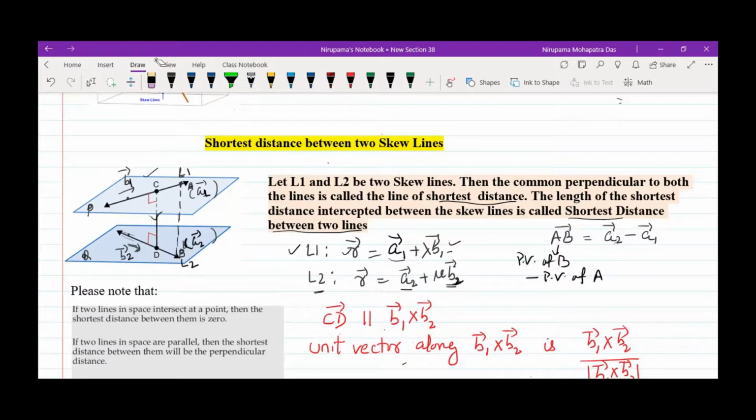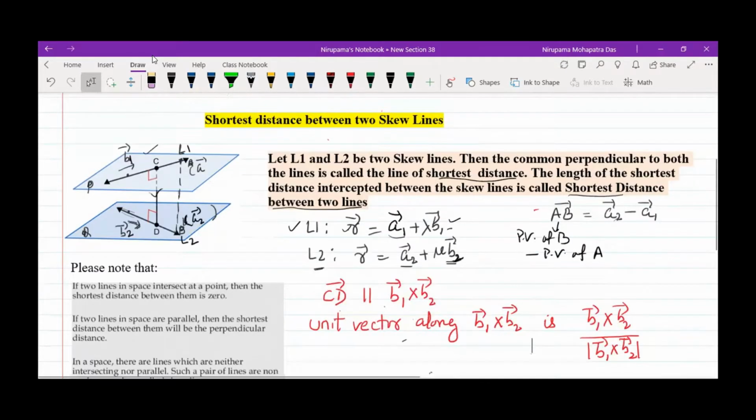We are familiar with such equations. The position vector of A is A1, the position vector of B is A2. So the vector joining A and B, AB vector, will be A2 minus A1, position vector of B minus position vector of A.